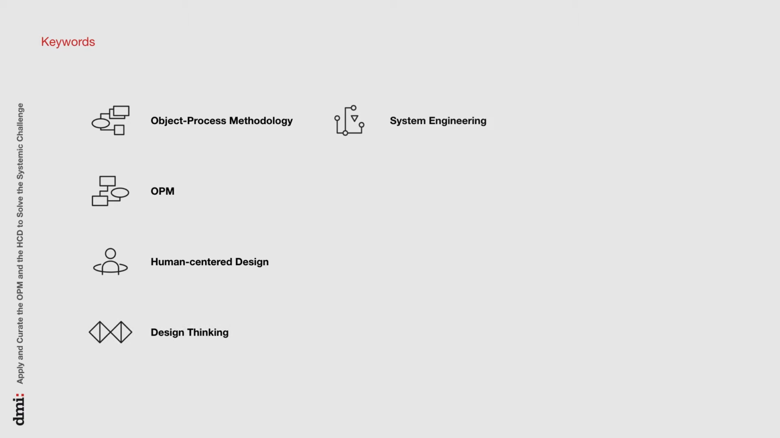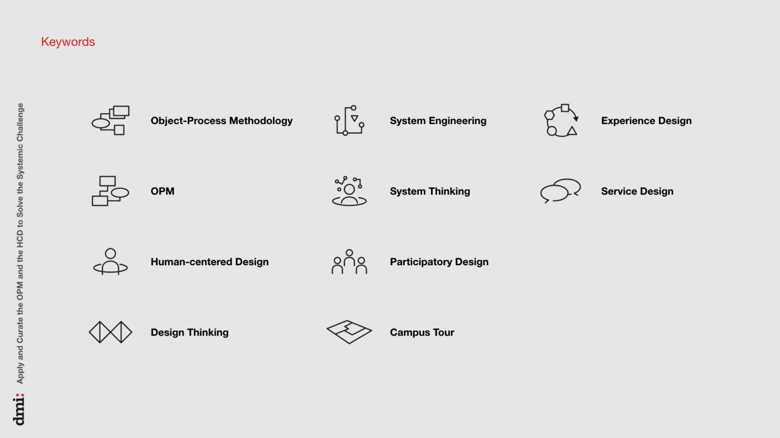Here are the keywords: object process methodology, OPM, human-centered design, design thinking, system engineering, system thinking, participatory design, campus tour, experience design, and service design. The keywords are all interconnected, interrelated, and represent the essence of this study.